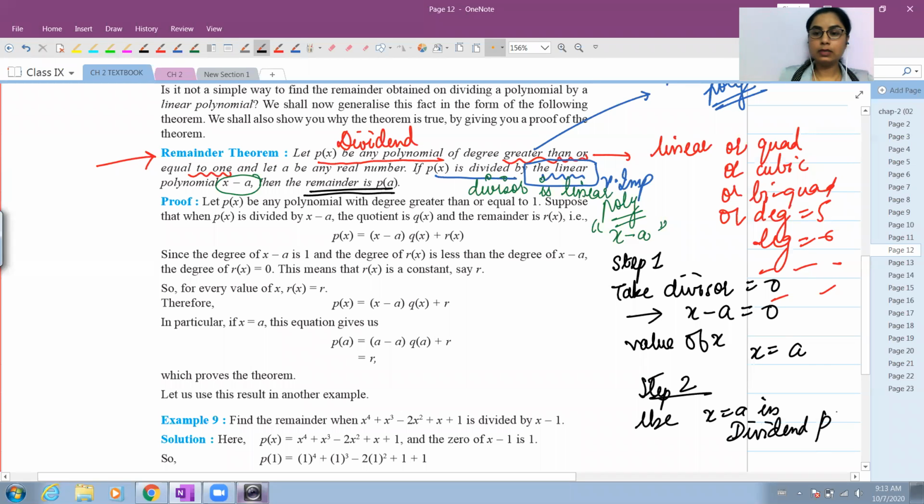Excuse me, ma'am. Yes. Ma'am, why should the divisor be linear? The divisor should be a linear polynomial because from a linear polynomial, you can obtain a single value, right? But if it's quadratic or cubic or of higher degrees, you will have multiple values. Then you would not know which value to substitute in order to obtain the correct remainder.